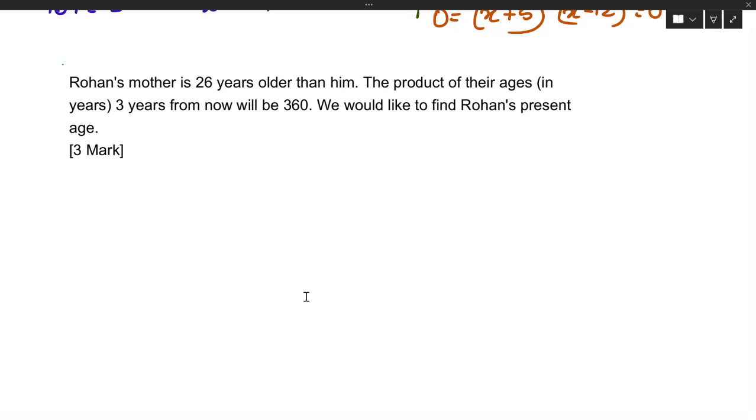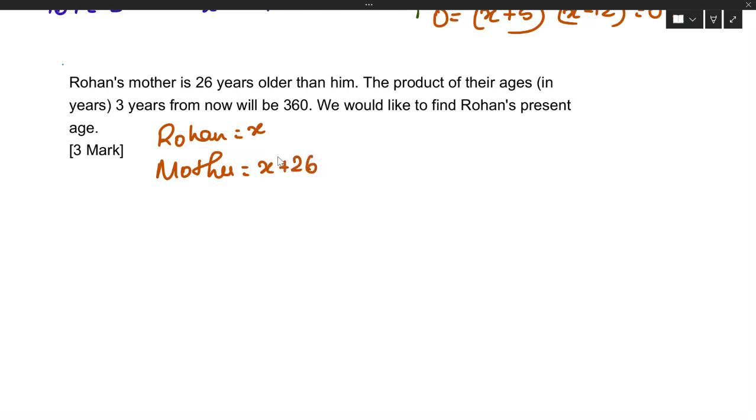No, I don't think so. So what you took for Rohan's, no, that is not correct. Okay, Rohan's age is X, correct? You took Rohan's age as X, so what will be mother's age? Correct. Mother's age will be X plus 26.